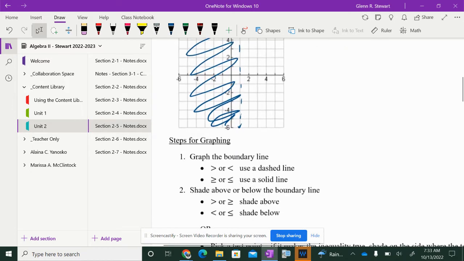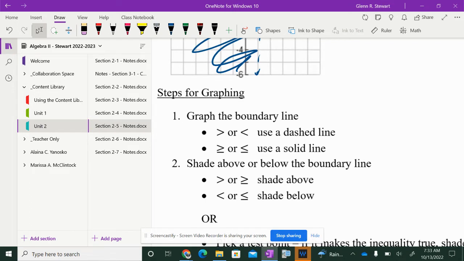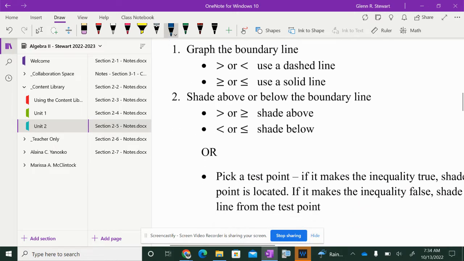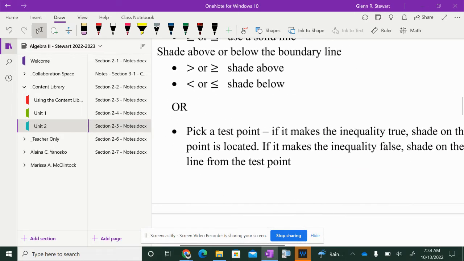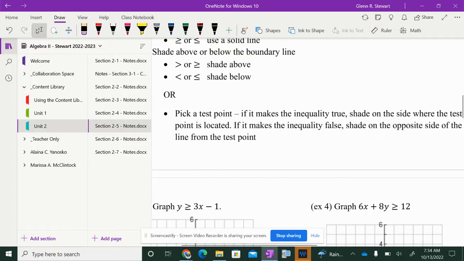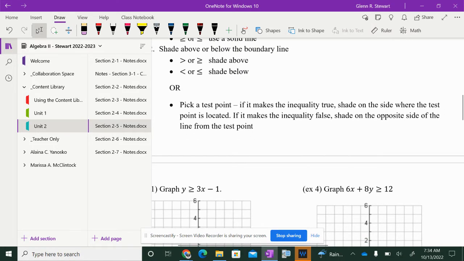Well, when we graph a boundary line, the one thing that we want to know is that if we have a greater than or less than symbol, it's a dash line. If there's an equals to in it, we use a solid line. If it's greater than, we shade above. If it's less than, we shade below. Or we pick a test point. I'm going to show you how to pick a test point. If it makes the inequality true, then we shade to the side where the test point is located. If it makes it false, then we shade to the opposite side.